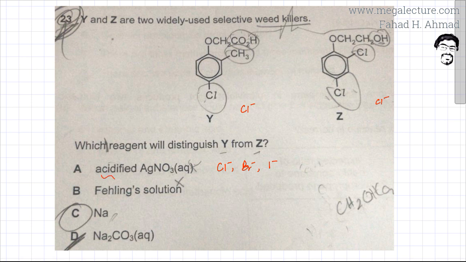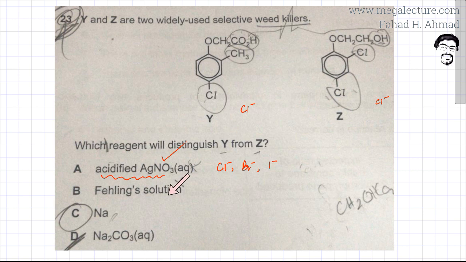But if you add silver nitrate, both solutions are going to give a positive test. They're going to give white precipitate. If a few of the Cl ions break off, both solutions have Cl ions, they have the exact same halogen, so they're going to give the same exact result. So you wouldn't be able to distinguish between Y and Z.